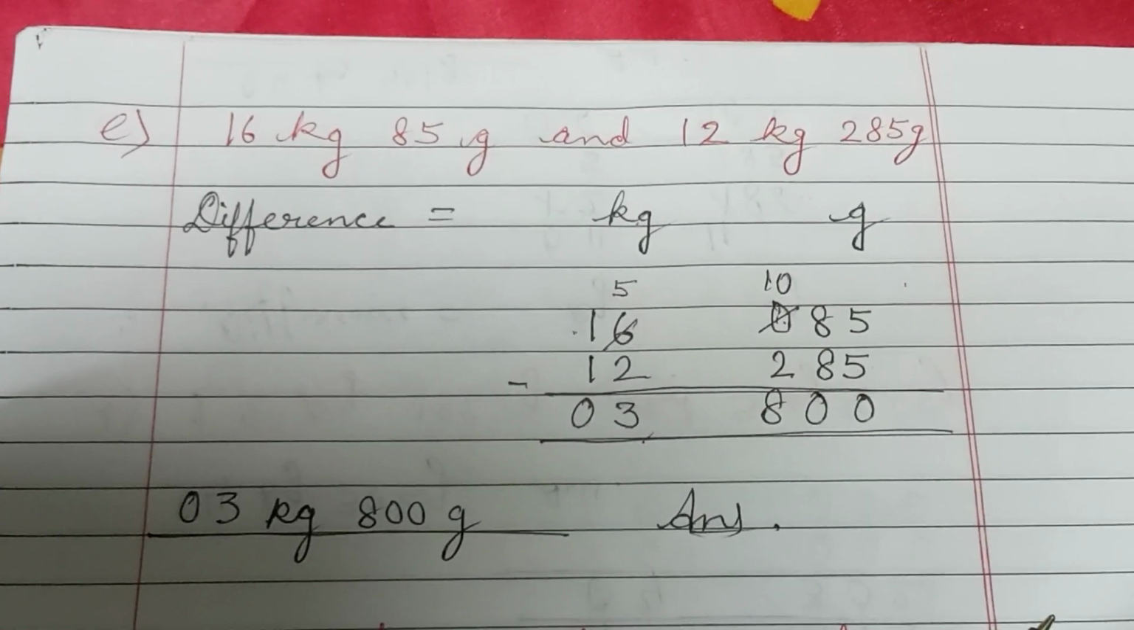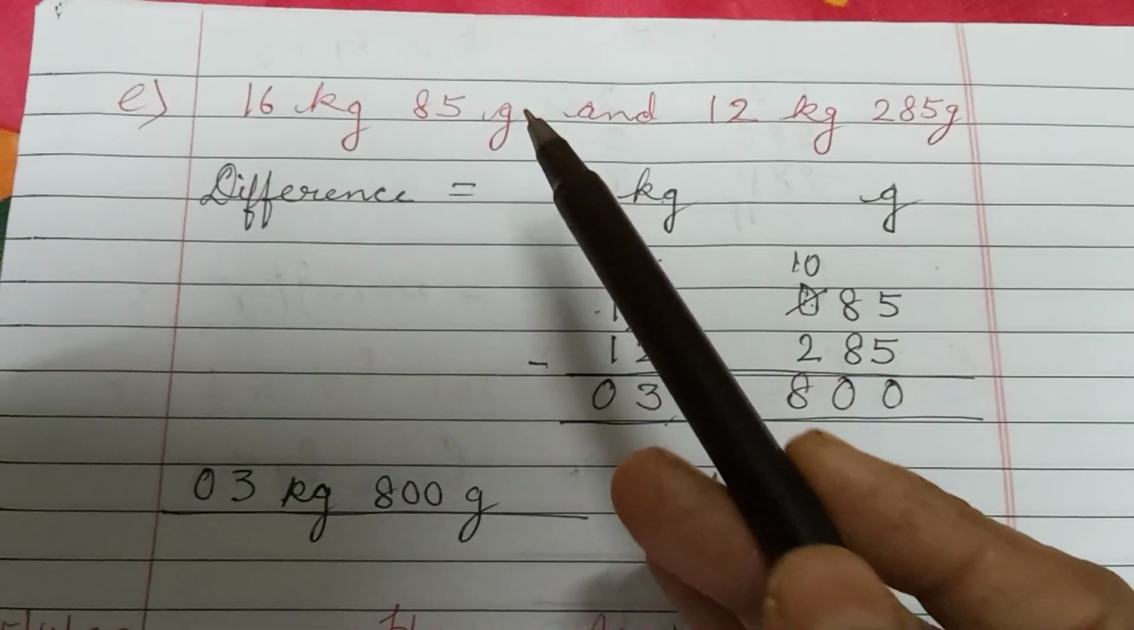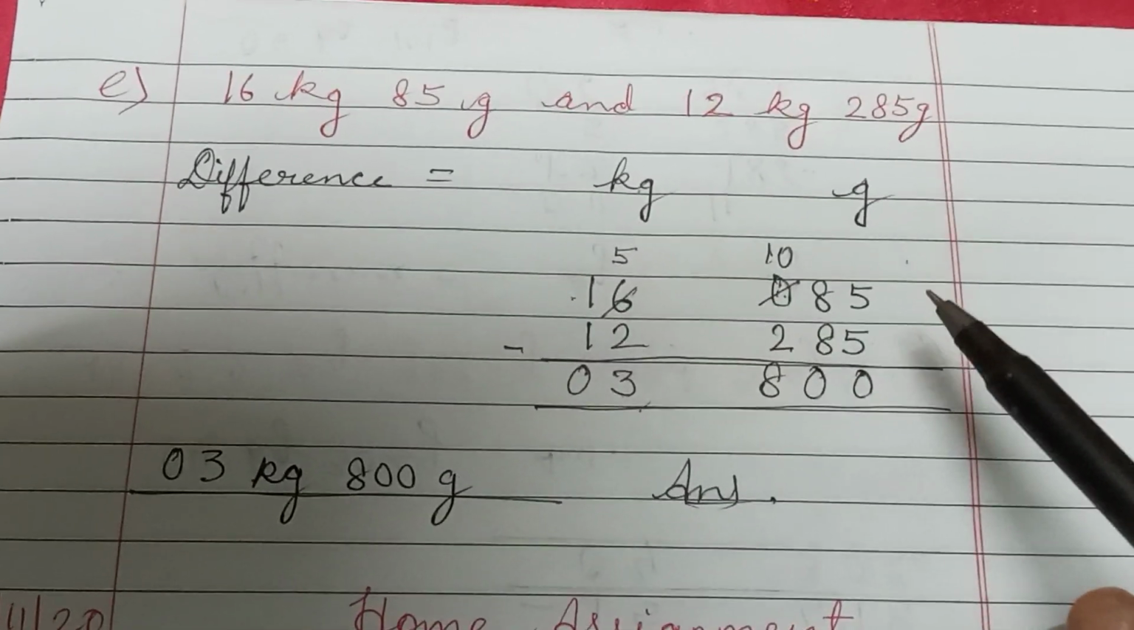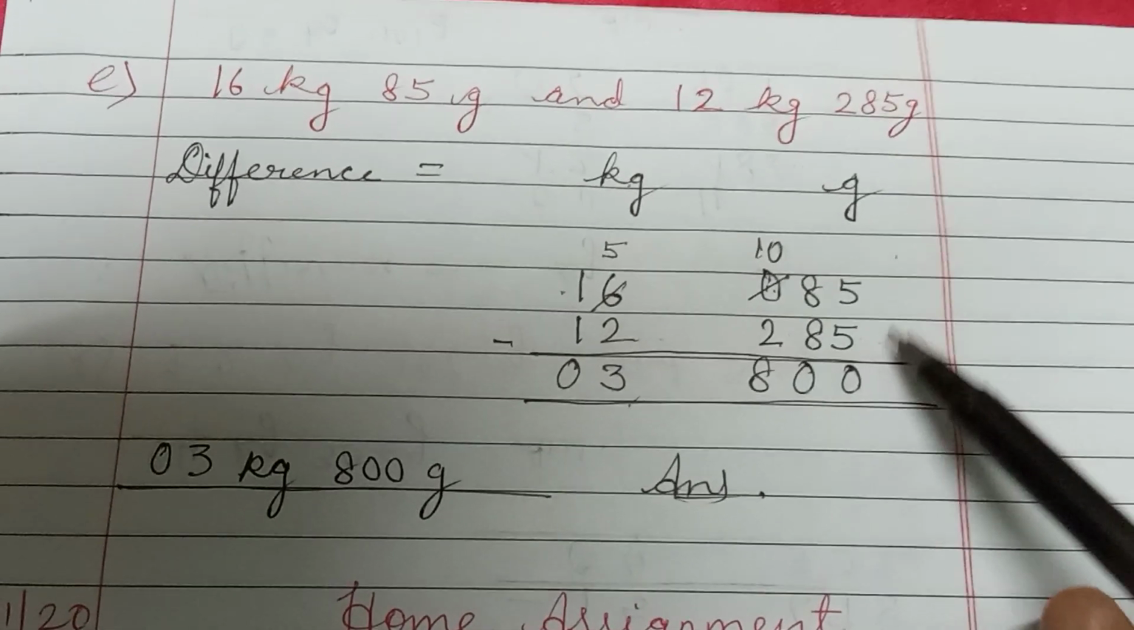Clear, children? So in the same way you have to compare the numbers. You have to compare kgs first and then you will write the bigger number in the first line and a smaller number to the next line, and then you start subtraction.